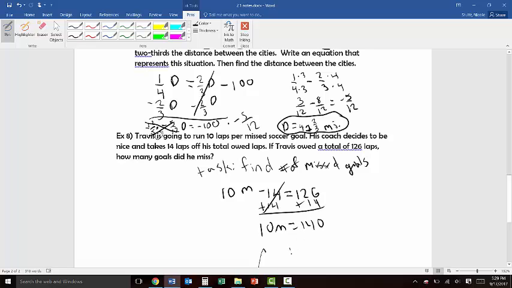And then we solve. We're going to add 14. And that gets us 140. And then we'll divide by 10. So he has 14 missed goals.